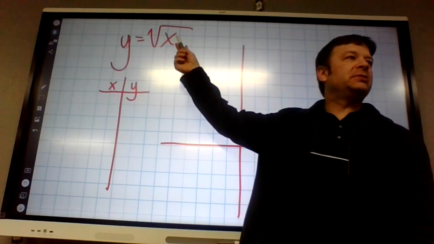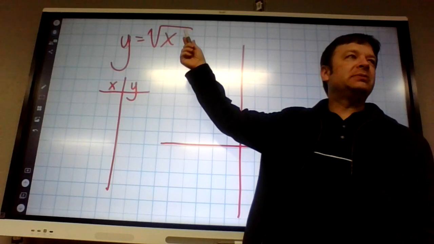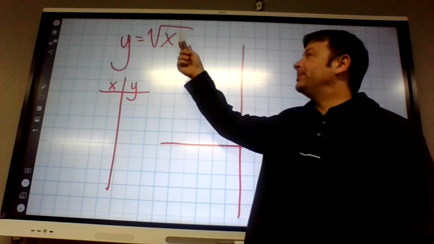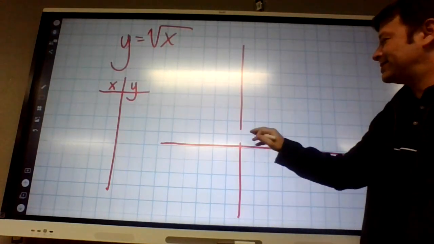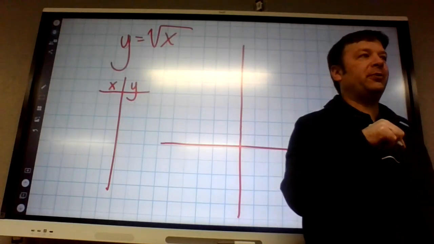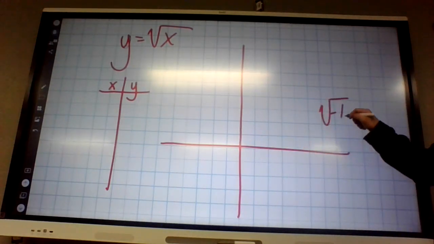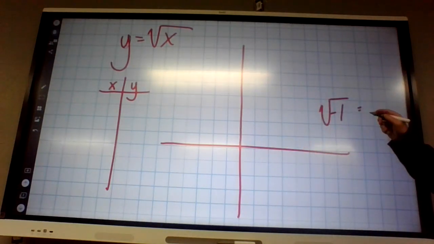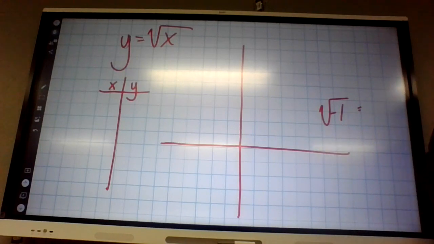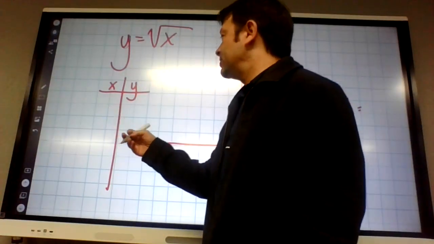So, what if I plugged in like -1 right here? What's the square root of -1? Nope. Nothing. This goes back to last Monday. It's not real. Why can't we have a square root of a negative? Because nothing times itself equals -1. So we cannot use negatives over here.